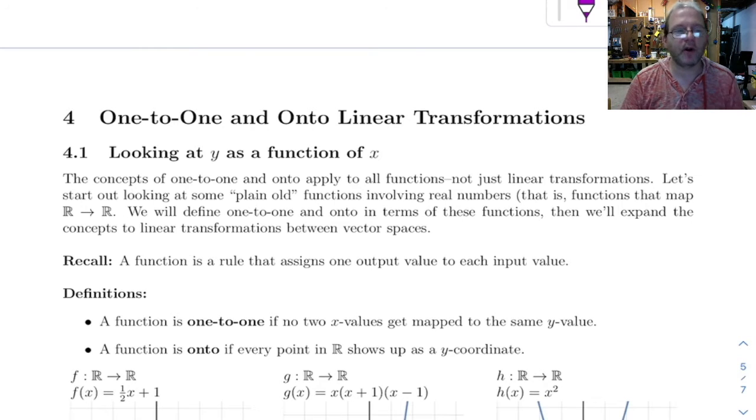Okay, the last part of this section is on one-to-one and onto linear transformations. One-to-one and onto, these are concepts that apply to functions in general, not just to linear transformations. So I want to talk about the definitions to begin with, dealing with just plain functions that go from R to R. And after we do that, then we'll talk about what this means in terms of linear transformations.